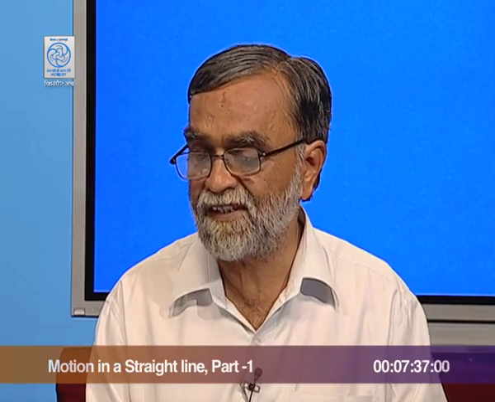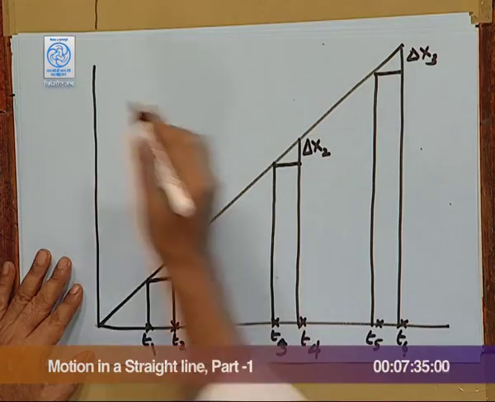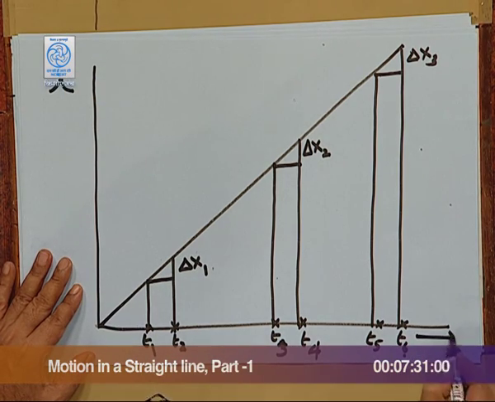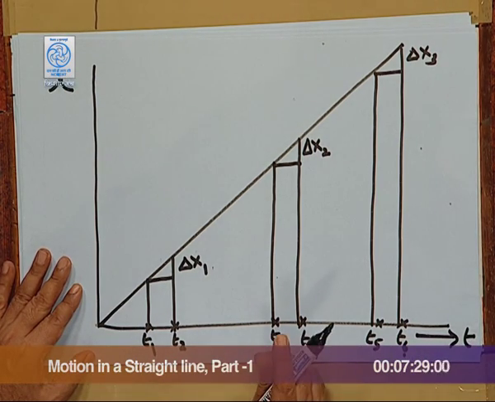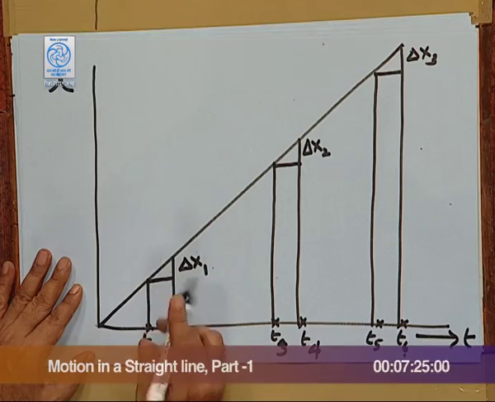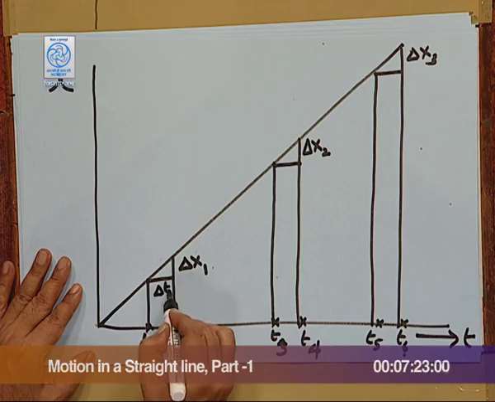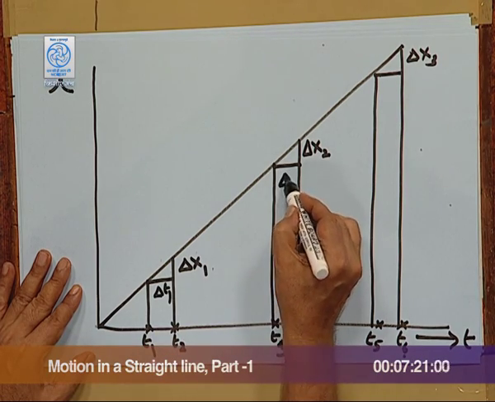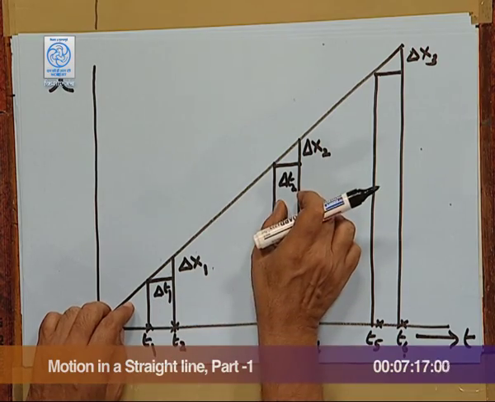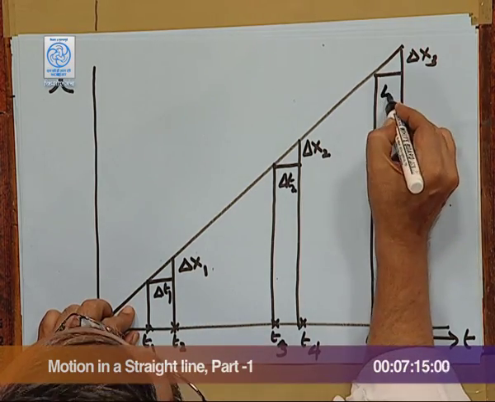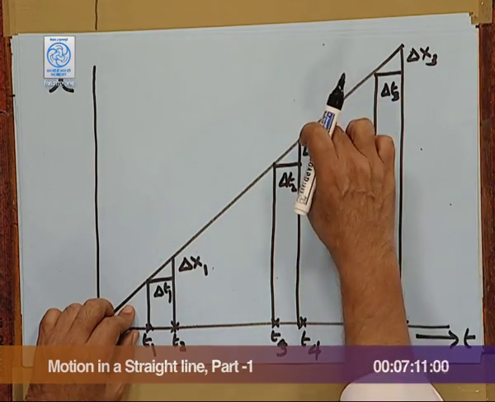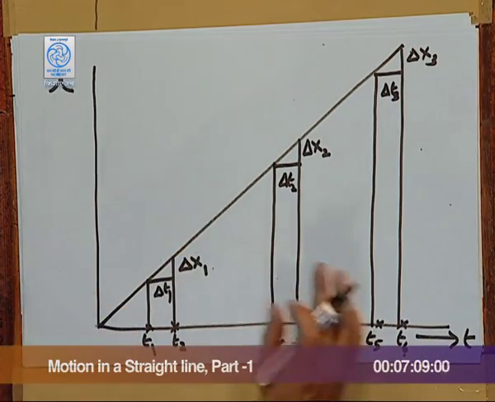Do you see that in this case, when the position time graph, x versus t graph, is a linear graph, it means the average velocity, that is delta x1 by delta t1, is the same as delta x2 by delta t2 for the same interval. Delta t1 being equal to delta t2 is also equal to delta t3, and delta x3, delta x2 and delta x1 are all the same.